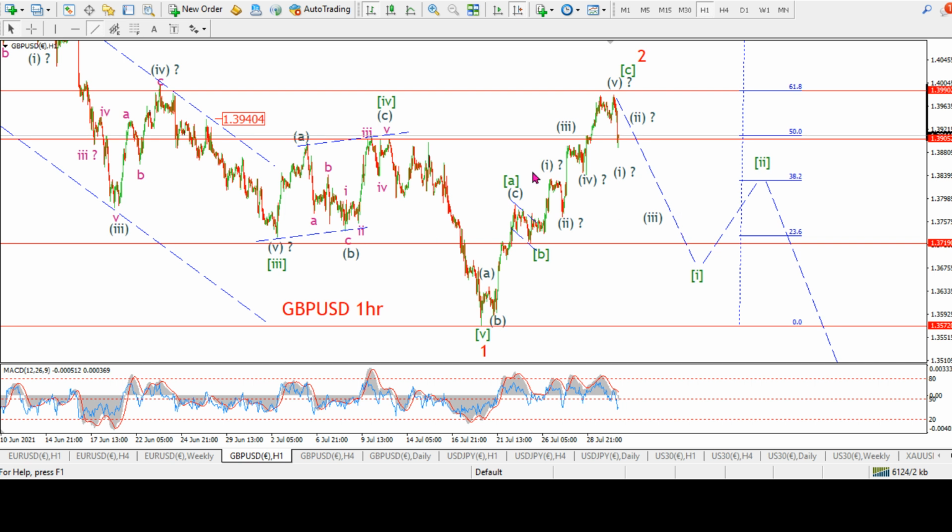It would be very interesting if we fell for the rest of the day, and if we trace 5 waves down in wave 1 early next week. Let's see how that goes.